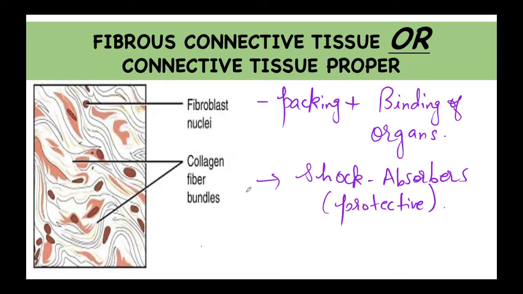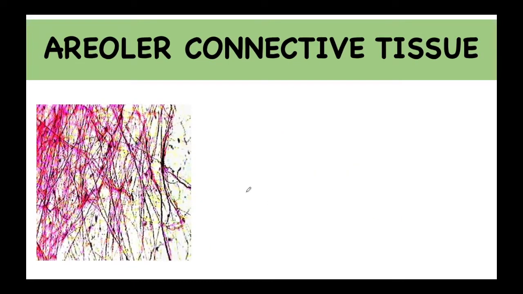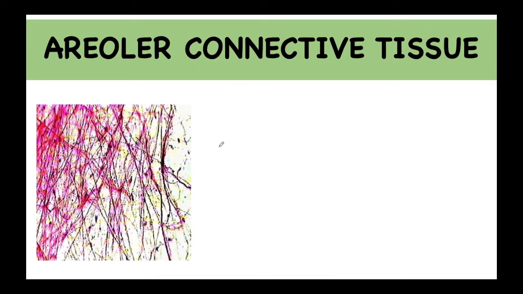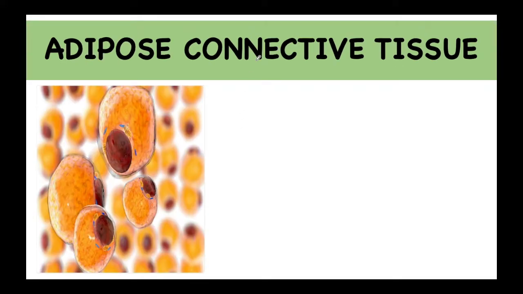Now coming on to their types. First type is areolar tissue. Here I have already told you that fibrous connective tissues are divided into dense and loose type. Dense connective tissues are divided into tendons and ligaments. Loose connective tissues are divided into areolar and adipose tissue. First we are going to discuss the loose connective tissues. So loose connective tissues are divided into two types, areolar and adipose.